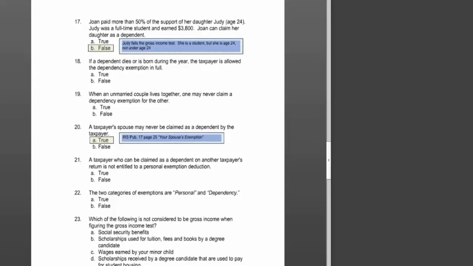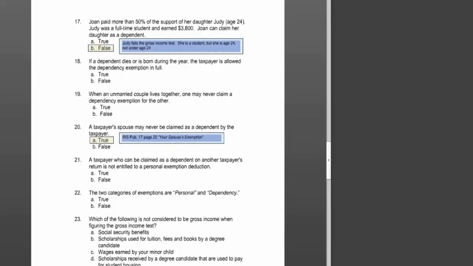Judy fails the gross income test. We have to look at the gross income test because she is age 24 or older, not under age 24 and a student. So gross income has to be looked at in this situation. She is no longer a qualifying child. We are looking at her as a qualifying relative.